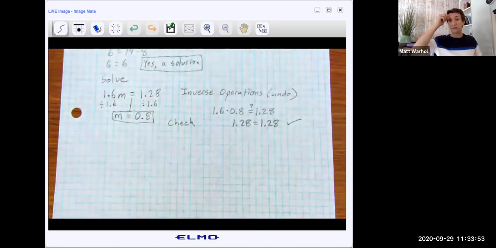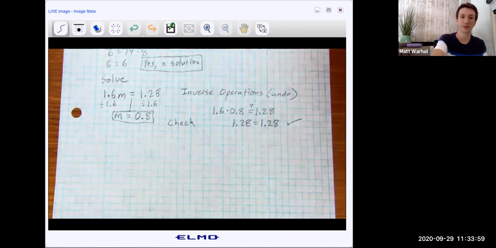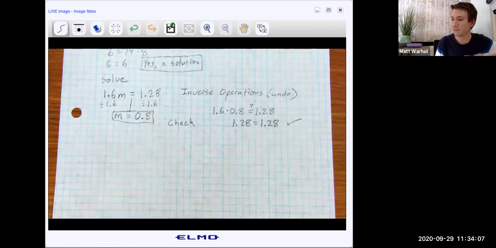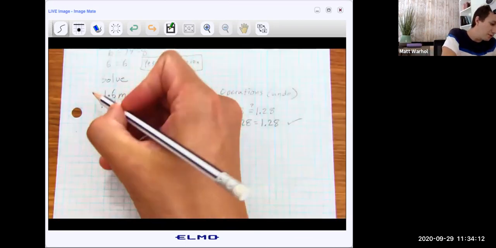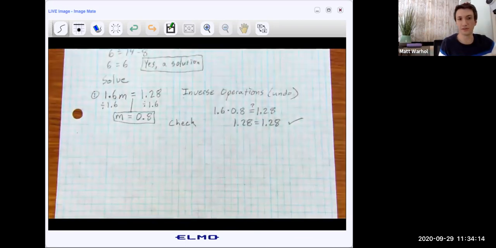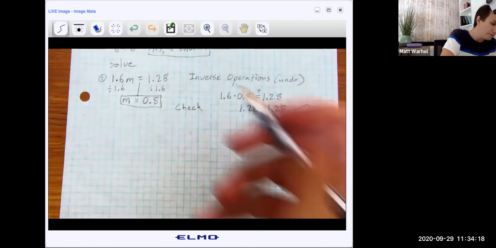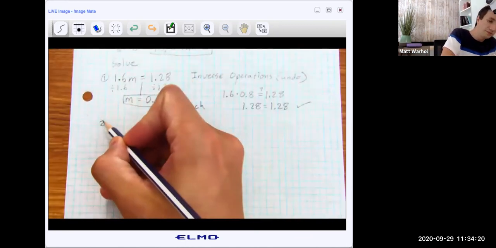See, if you always remember to run checks, you can get 100% on quizzes, tests, homework, everything, because a check shows you if you did your work right. If this didn't come out to the right answer, then that means I made a mistake over here. So I go back and I fix that mistake. Okay, let's call this example 1 in solving. So let's do a total of 4 examples in solving, okay? Here's example 2.